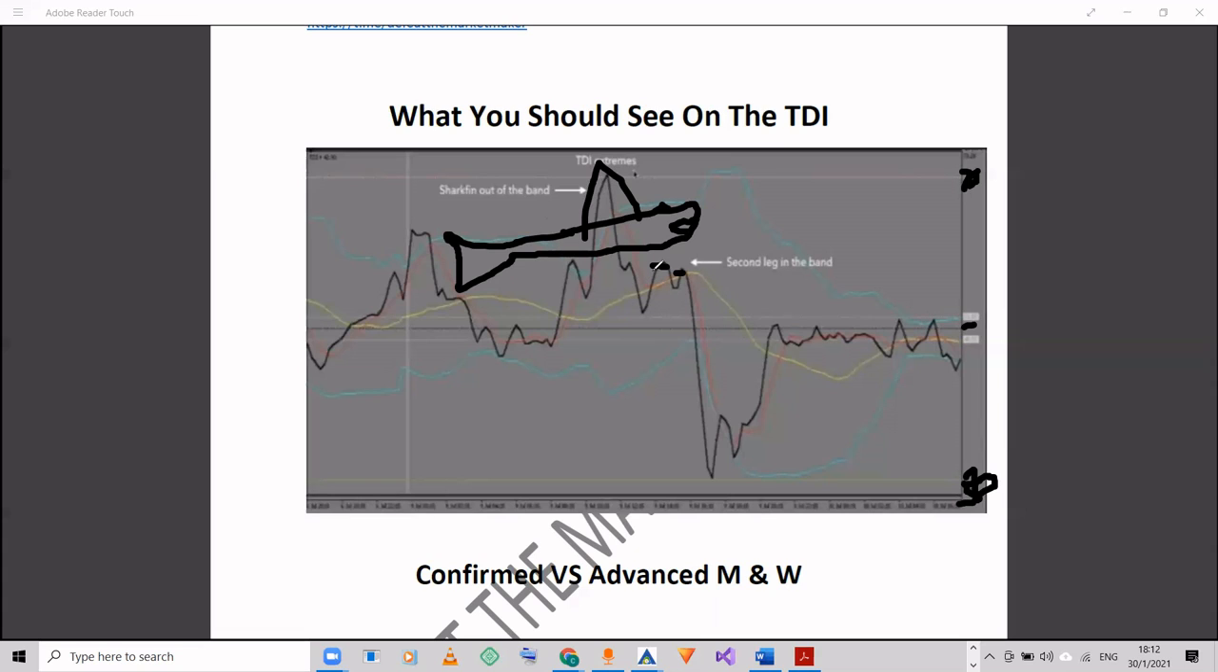The shark fin is the one that's considered the first leg. Then this one is considered one leg right here, and it occurs in the band. Not only does it do that, it also crosses the market baseline and the signal line, which is really beautiful structure.